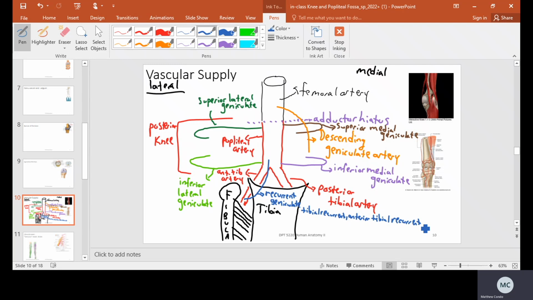Like I said, the picture in Gray's does it much more justice. All right. Any other questions about blood supply that they need? Everybody good? That's fine. That was going to be my next question. Good? Okay.